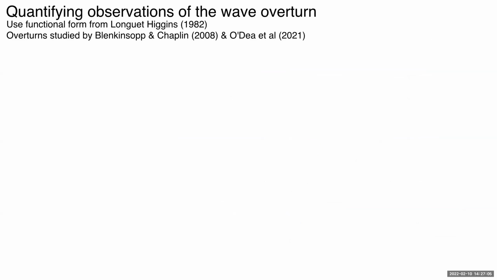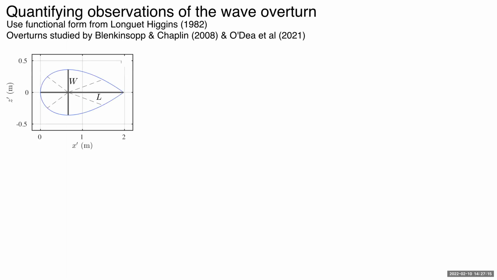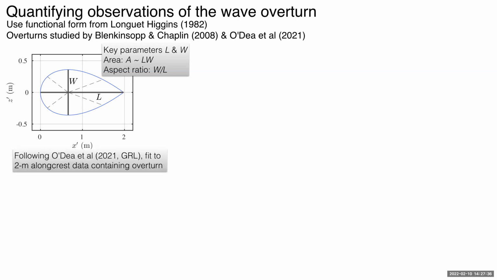And so to quantify these observations, the wave overturn, we're going to use a functional form from Long and Higgins. This has been used in previous overturning studies by Blenkinsop and Chaplin and O'Day et al. And the functional form looks like this. And this functional form has two key parameters, the width of it and the length of it. And this results in an area that scales with L times W and an aspect ratio that's W over L. And basically this functional form is fit to 2 meters of alongcrest data that contains the overturn.